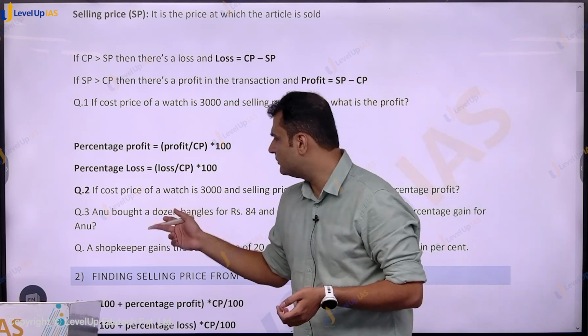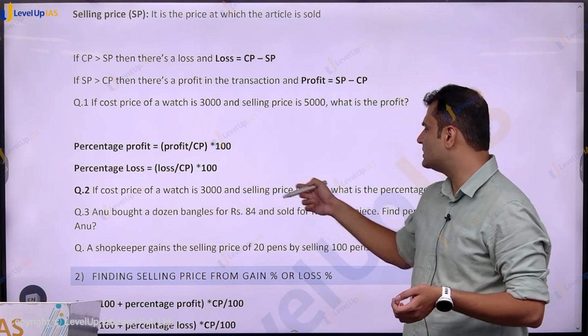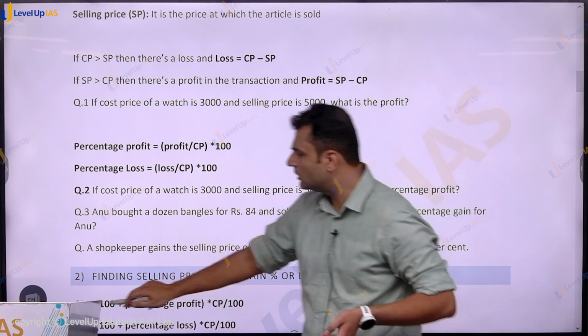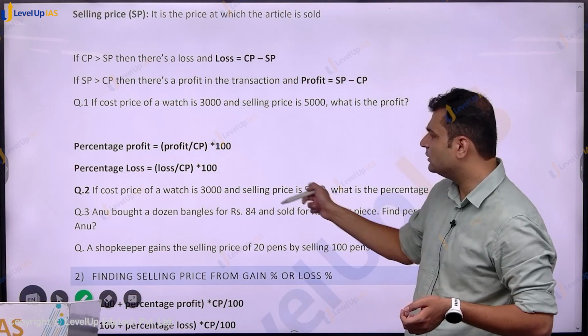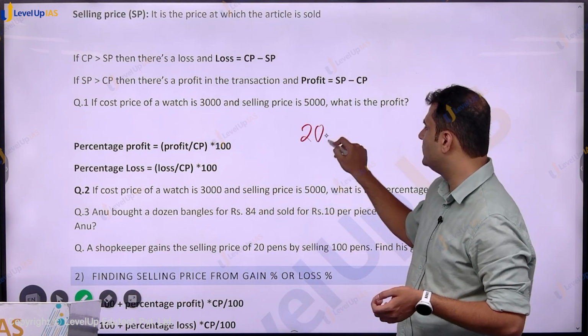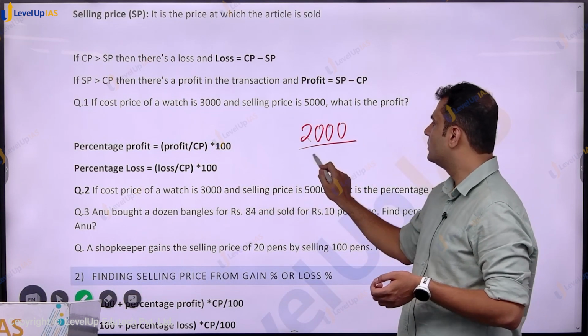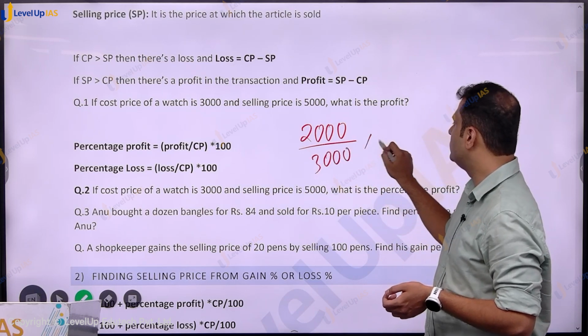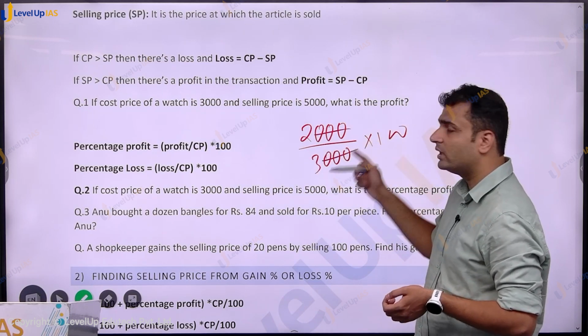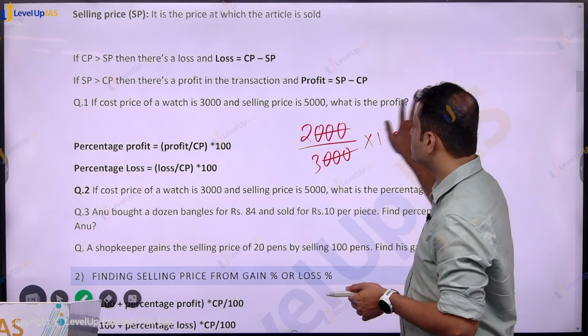So for example, if the cost price of a watch is 3,000 and the selling price is 5,000, what is the percentage profit? Absolute profit is 2,000, that is 5,000 minus 3,000. So percentage profit is 2,000 divided by cost price into 100. So it is 2 by 3 into 100, which is 66.66%.